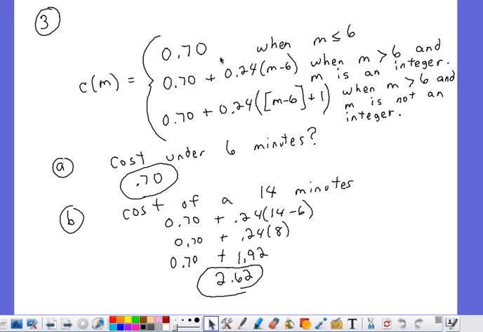Basically, that's this first section, and under 6 minutes is simply going to be 70 cents. There's nothing to work out here. 70 cents, done. Part B, cost of a 14-minute call.